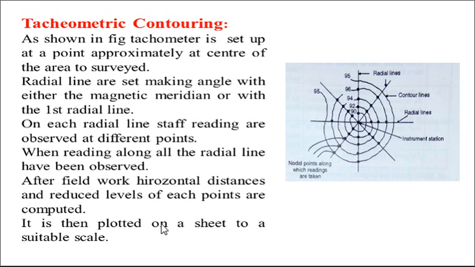So after field work, the horizontal distances and the reduced levels of each point are computed, and then a contour map is plotted using these reduced levels. So this is regarding field work in tachometry and tachometric contouring. So this is all about this lecture. Thank you.